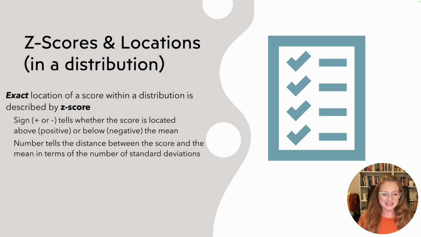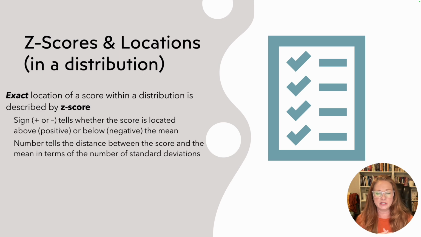Okay, z-scores and locations in distribution. The most powerful thing about z-scores is that they give you the exact location of a score within that distribution. Just like I have an exact score, 97 or 14 or 13 or whatever it is, I can have an exact location on a distribution with a z-score.